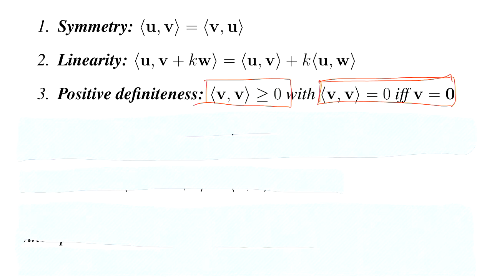So in particular, if you stare at this, it's really saying your inner product knows quite a bit about the structure of your vector space. Right? It knows what the 0 vector is. It knows it's only allowed to say the inner product of some vector with itself is 0 if it's the 0 vector.